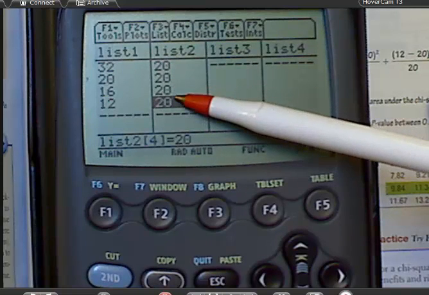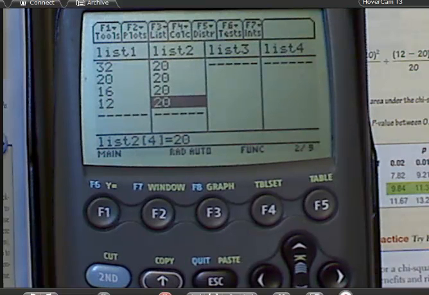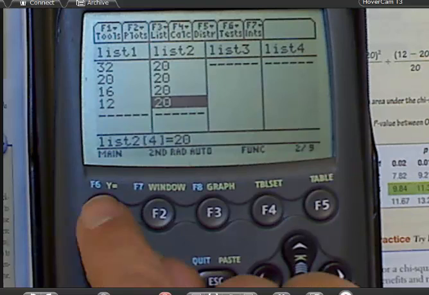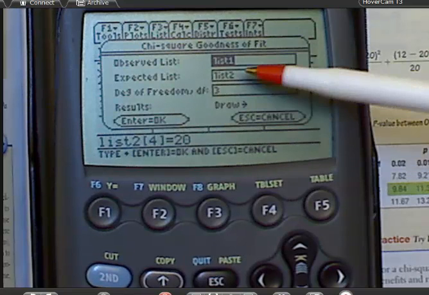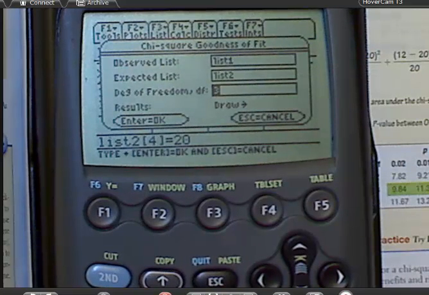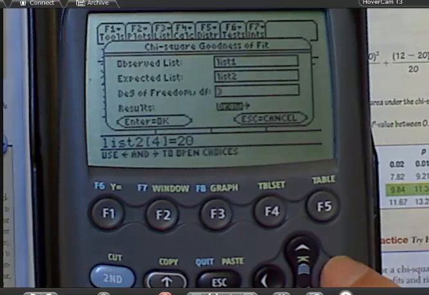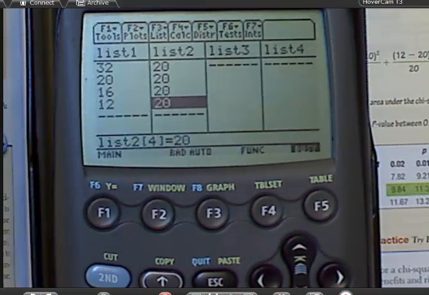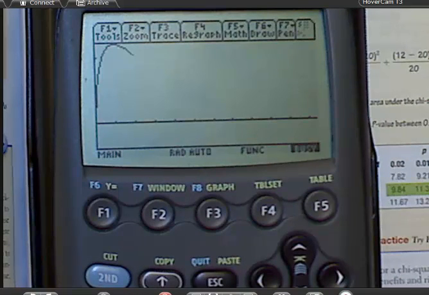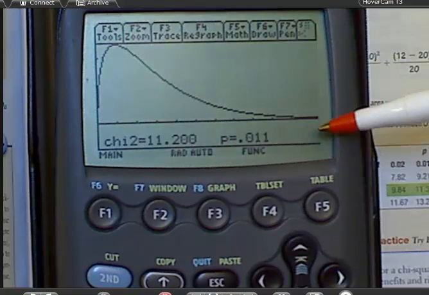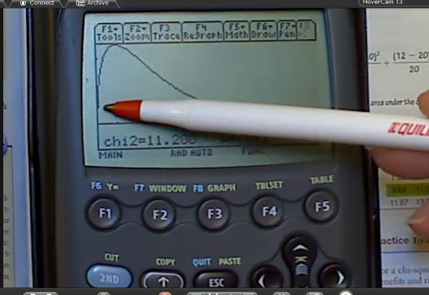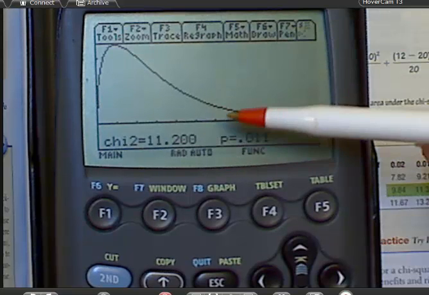So we're going to go to F6 test and go down to chi-squared GOF, goodness of fit test. We put in our observed as list 1, our expected is list 2. Degrees of freedom, again, is the number of categories, which was 4 different times of the year minus 1. And we can draw it or calculate it. I'm going to draw it here. The good thing about the drawing is if you want to just sketch that drawing, that might get you a little bonus, and it helps you understand what's happening. And we can see it's so unlikely we can't even really see the shaded area. Our chi-squared is 11.2, and our p-value is 0.011, which again is less than alpha, so we would reject.